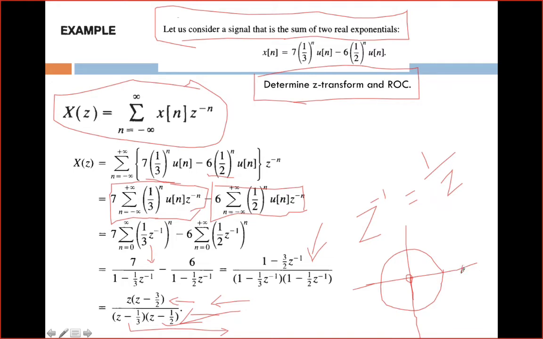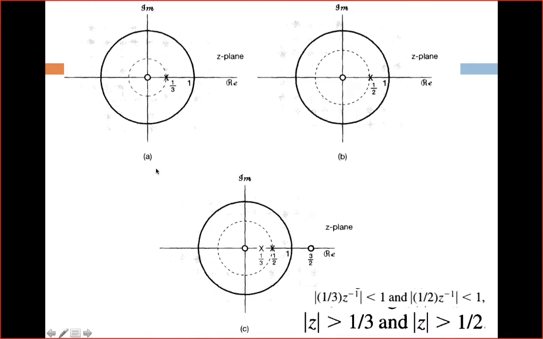is outside the unit circle, and I have poles at z equal to 1/3 and 1/2, which are inside the unit circle. That is represented in this figure: 1/3, 1/2 and also 3/2. All these are marked here. So in this figure we have marked the poles and zeros.